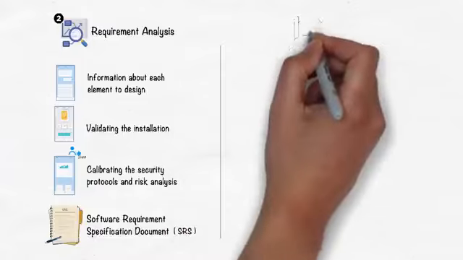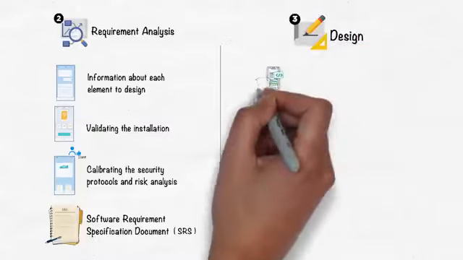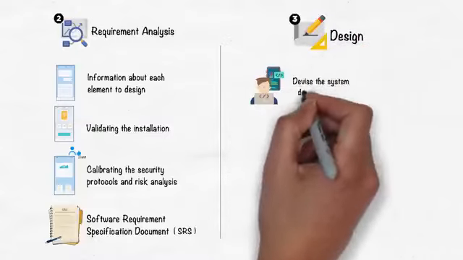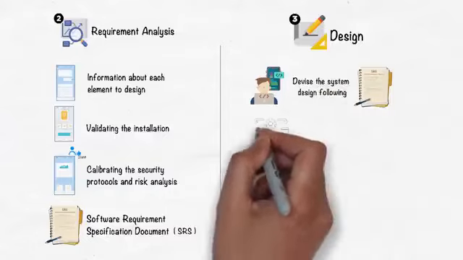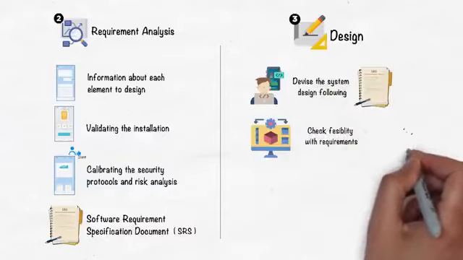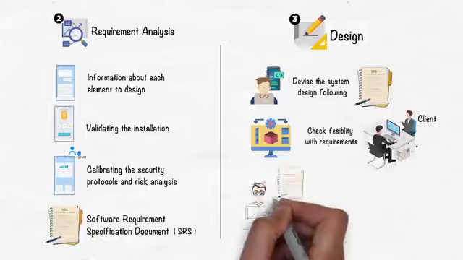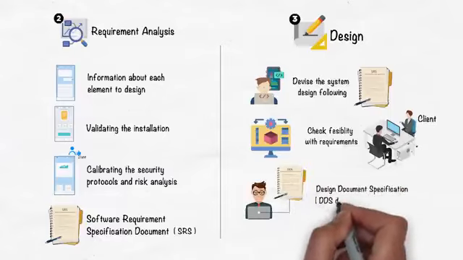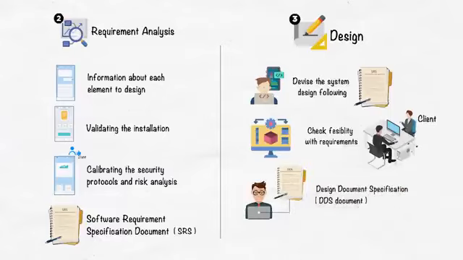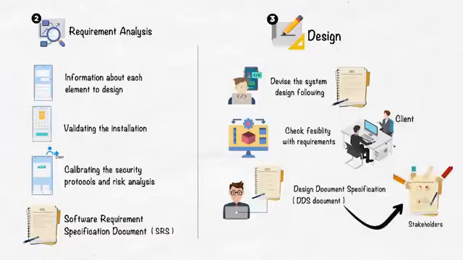SRS document. After completing the second phase, third stage of software development, the design phase, the software designers will devise the system design following the SRS document. The system design defines the overall architecture of the software and checks its feasibility with the client's requirements. All the details of the design phase are added to the design document specification, also known as the DDS document, and shared with the analyst and stakeholders for review.